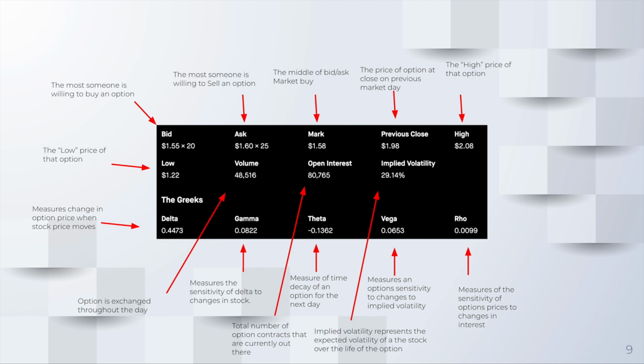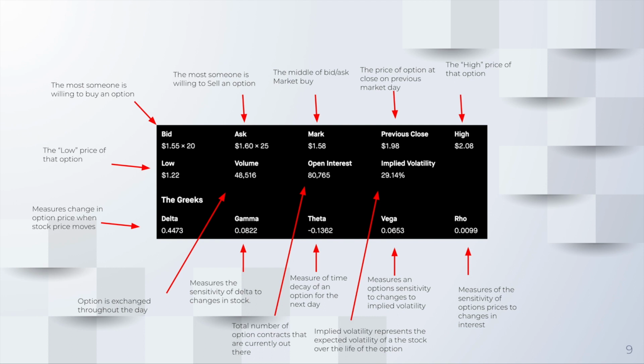Next up are the Greeks. Delta measures the change in option price when the stock price moves. Gamma measures the sensitivity of delta to changes in the stock. Theta measures the time decay of an option for the day. Vega measures an option's sensitivity to changes in implied volatility. And Rho measures the sensitivity of an option's price to changes in interest rates.